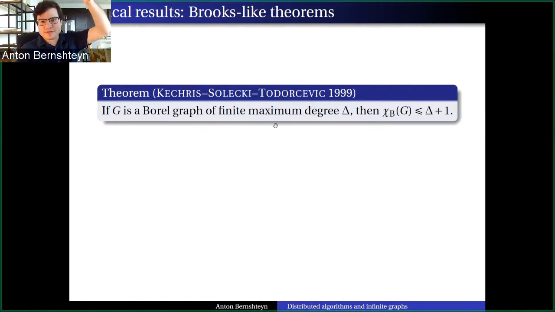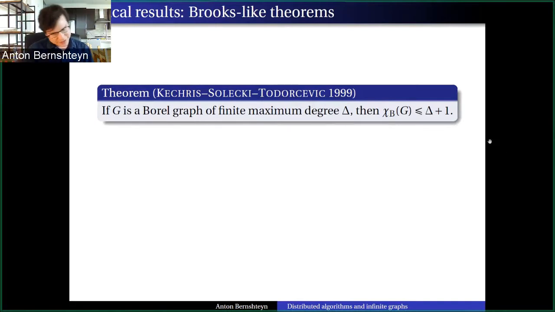If G is a Borel graph of finite maximum degree delta, then its Borel chromatic number is at most delta plus 1. Max degree plus 1, isn't it? If you remember this example we had before, it was a graph where every vertex has exactly 2 neighbors, because every component is a path. So maximum degree is 2, and I said that it has a coloring with 3 colors. So this is an instance of that. It's a more general thing. For any finite delta, delta plus 1 colors are enough.